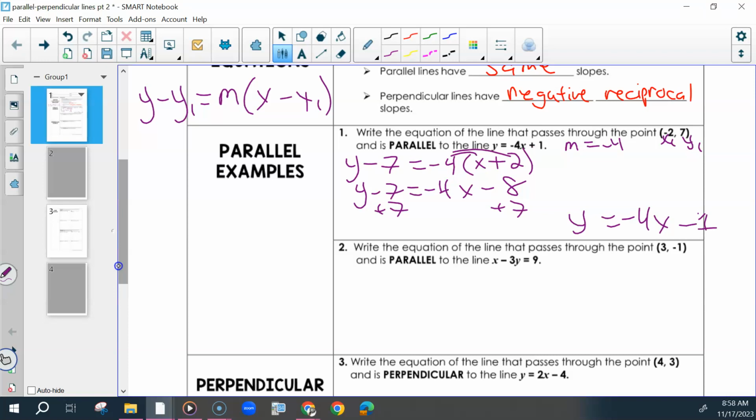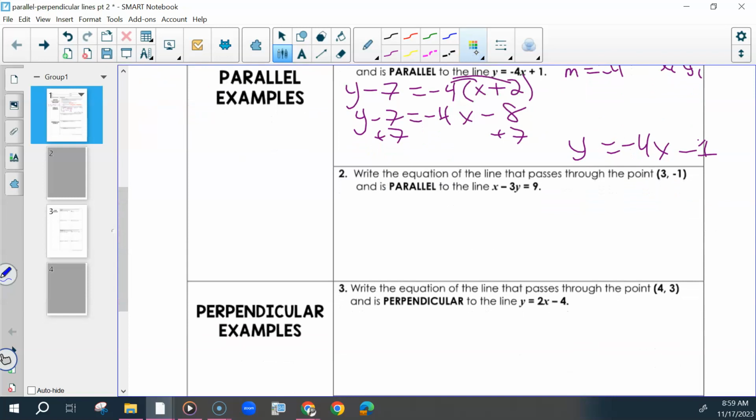So if I'm comparing this to the original, it has the same slope, it has a different y-intercept. If I were to graph this, this would be parallel to the original and go through this point. What questions do we have so far? Make sure you're writing this down. So that's basic level, parallel, nothing really changes, we just put everything into the formula. Then there's something like this, where we have to solve this first before we do everything else.